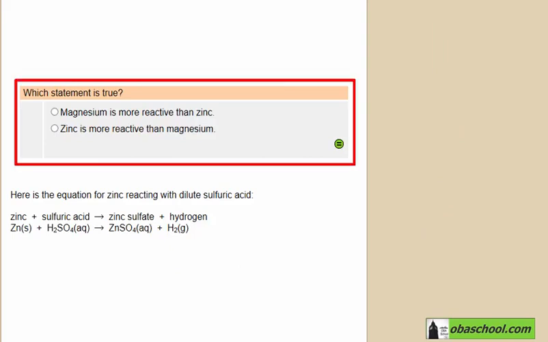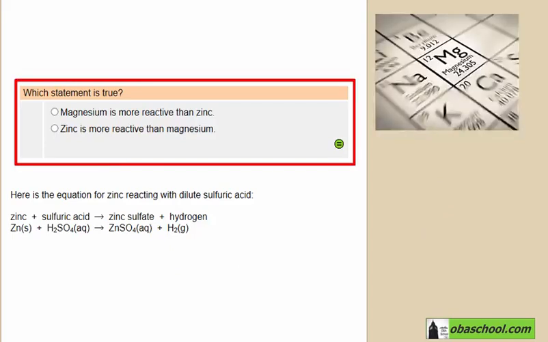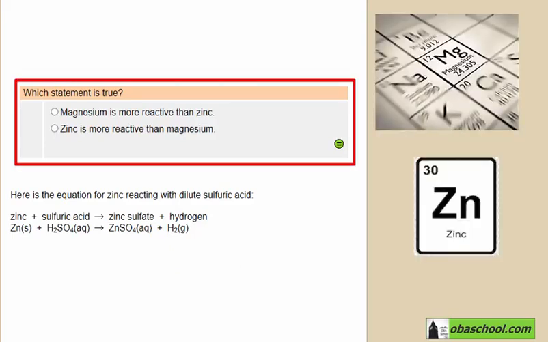Which statement is true? Magnesium is more reactive than zinc, or zinc is more reactive than magnesium? The more reactive metal will react in a more vigorous reaction. Excellent. Magnesium is more reactive than zinc because the bubbles of gas are produced faster.